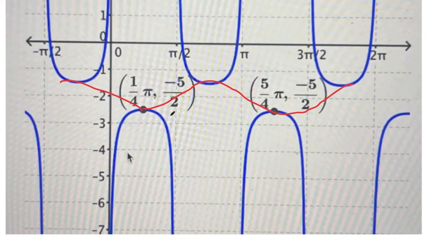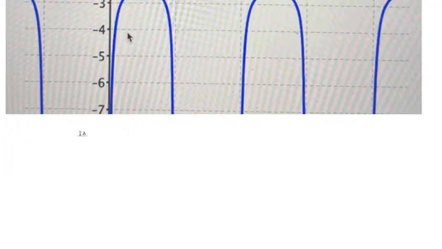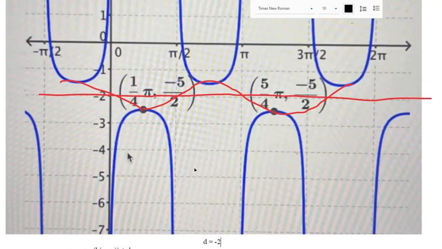All you have to do is replace cosine with secant. So the first place to start is probably the midline. The midline is the line that would cut this in half, and I'm drawing a visualization of what the midline should look like. That appears to be at y equals -2. So in our form, y equals a cosine(bx minus c) plus d, d is -2, because that's the value of y that creates our midline, that horizontal line.